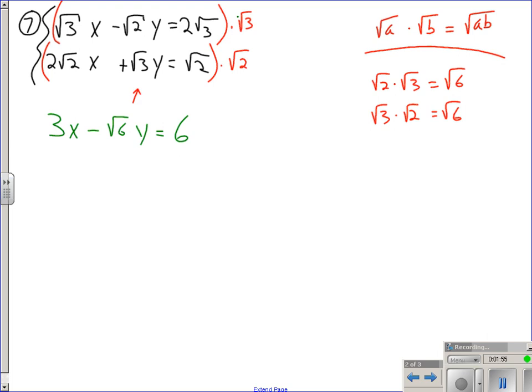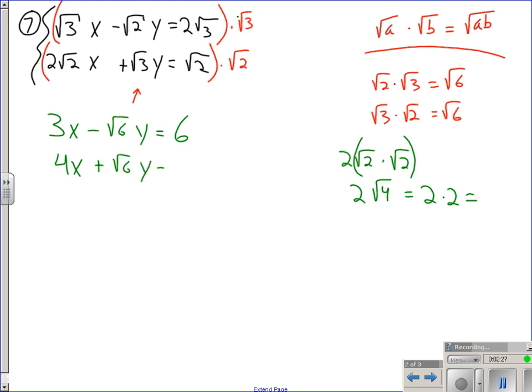For the bottom equation, I'll just do the work off to the side to show everybody. I talked it through for the 2 square root of 3 times square root of 3, but here you've got 2 square root of 2 times the other square root of 2. So I'm going to group these together with the associative property. Square root of 2 times square root of 2 is the square root of 4. Square root of 4 is 2, times another 2. We have 4x plus square root of 3 times square root of 2, which is the square root of 6 y, equal to 2 square root of 2 times square root of 2, which is 2. All right, we've cleaned this thing up very nicely.